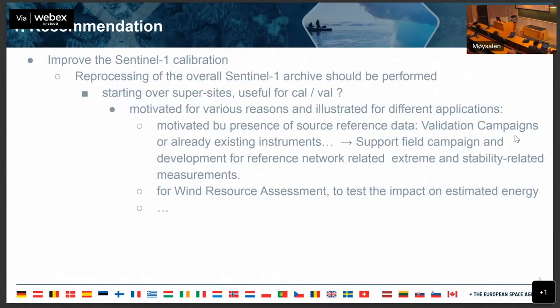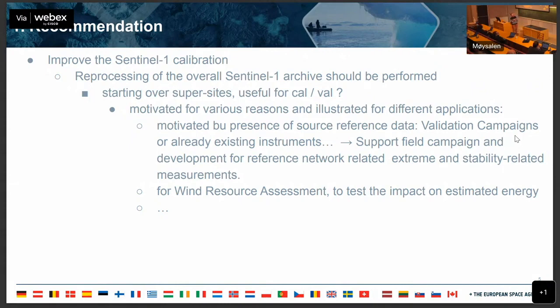Talking about the reprocessing, so we talked about the calibration, but of course, if we manage to have an improved calibration, and the calibration is improving on a day-by-day basis, thanks to the work that's performed also within the MPC. But since the calibration is improving, the old data is not benefiting from it. And if you want to start doing some analysis over the full archive of Sentinel-1, it would be, of course, much better if you could have an overall reprocessing of that data. I know it sounds enormous, but it's possible to imagine starting with the so-called supersite that everyone is talking about. That can be used for several purposes and for various reasons.